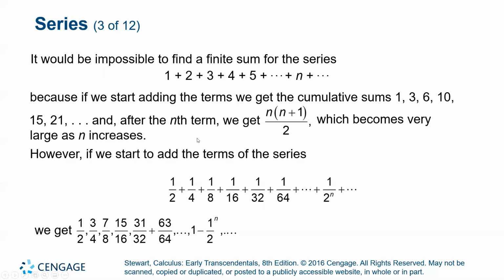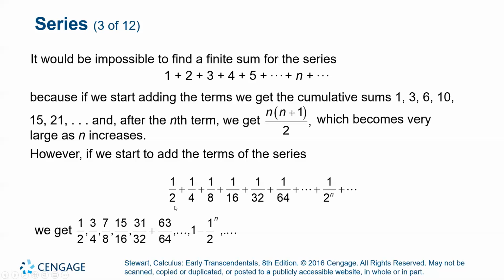However, if we wanted to add up the terms of the series 1/2, 1/4, 1/8, 1/16, and so on, we would be able to denote that. Each term of this sequence is 1/2 to the n. If we try to add all of those together as a series, we would start to get values that make sense. So what are these values?